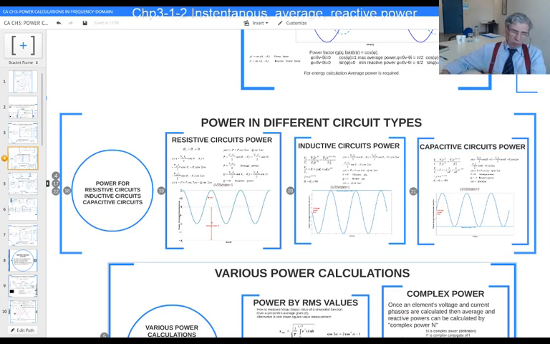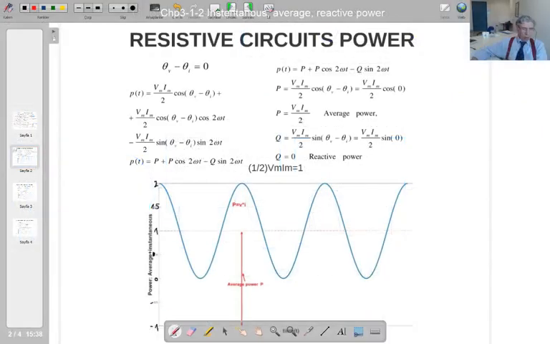So move to open board. Start with the resistive circuits power.